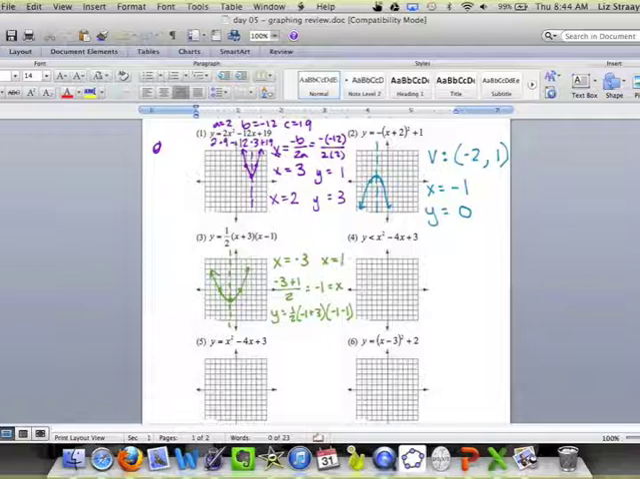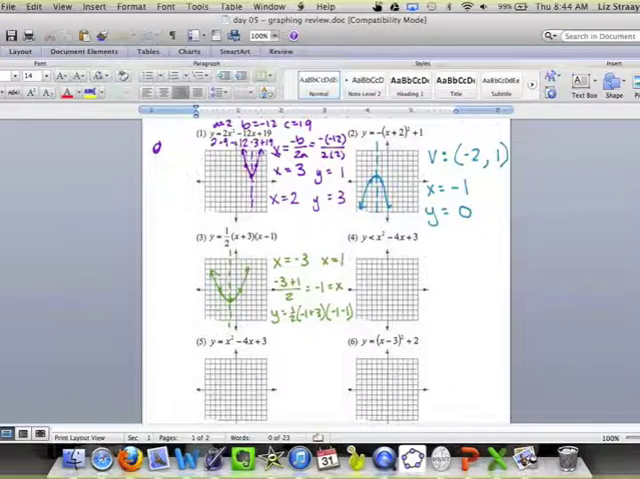Number 4 is in what form? Standard, because it's all just added together with no parentheses, and it's also an inequality. We're still going to graph according to standard form the same way that we did in question number 1, but in the end we're going to need to consider either a dotted or solid line and shading for the parabola.